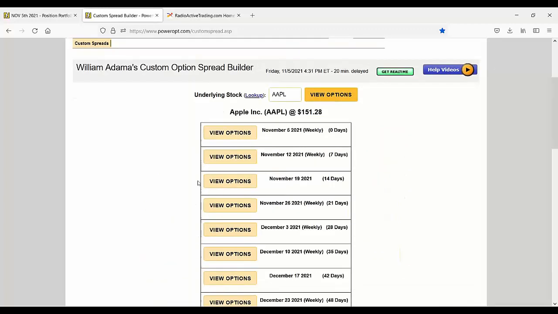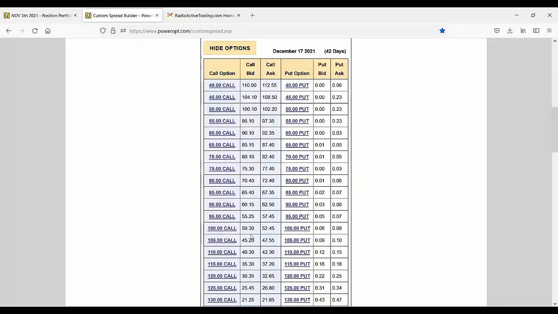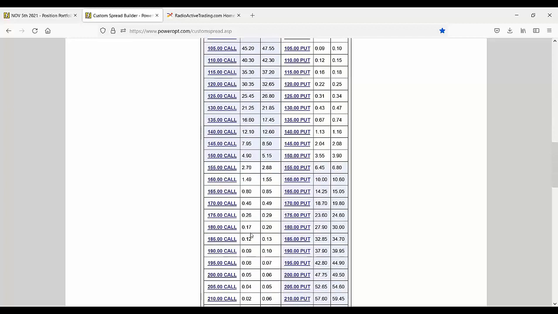Now, instead of a covered call, I go 30 days out in time. Next expiration, let's go 42 days out to December 17th, as we saw in the rollout opportunities. And let's say I was comfortable buying Apple right now, 155. That's slightly in the money, really at the money, but slightly in the money. And we can get a price of 680.